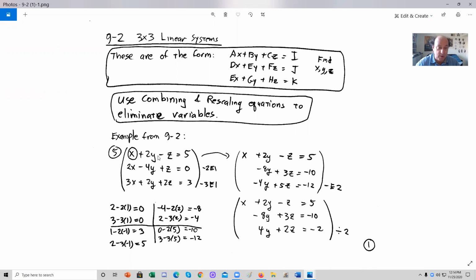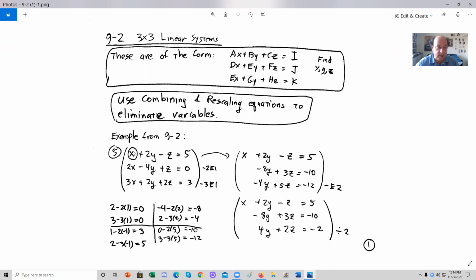Here we go. x + 2y - z = 5, 2x - 4y + z = 0, and 3x + 2y + 2z = 3. We'll do much the same thing. I'll pivot on an entry to clear out its column, by row operations and combining operations mostly, in order to eliminate variables. So for example, here's an x, here's a 2x, we subtract twice equation 1 from equation 2. Here's a 3x, so we subtract 3 times equation 1 from equation 3.